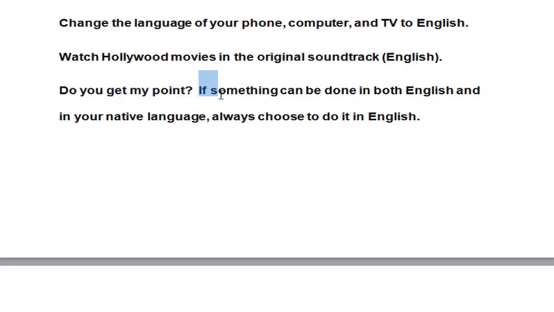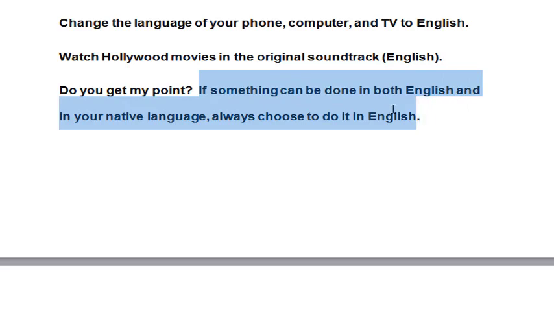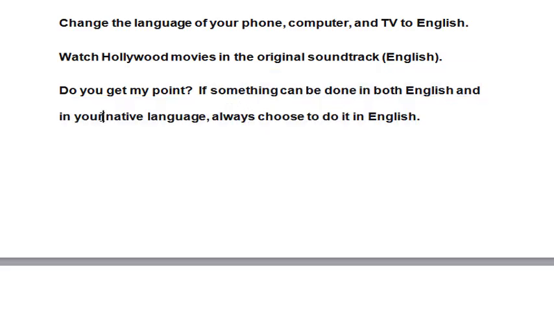If something can be done in both English and in your native language, always choose to do it in English.